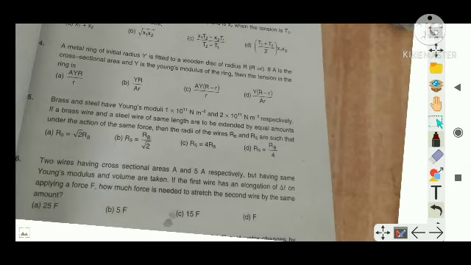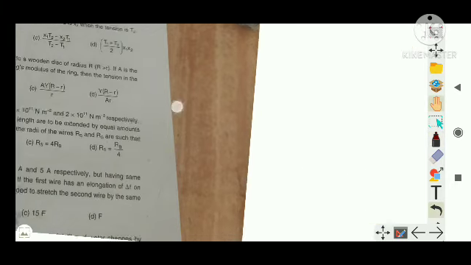On to the next question, the fourth one. A metal ring of initial radius r is fitted into a wooden disc of radius capital R, that is, capital R is greater than small r. If A is the cross sectional area and Y is the Young's modulus of the ring, then the tension in the ring is. Now, this is a concept based question, so you are asked what is a tension, right?